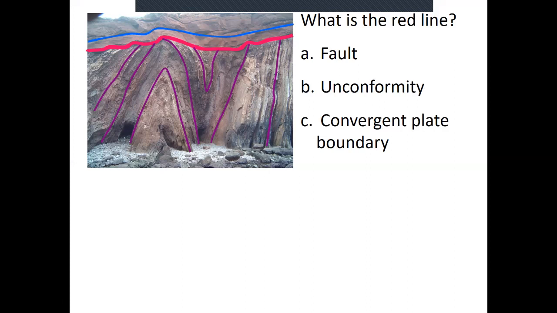Well, you can see how this bed gets cut off. This bed gets cut off. So it must have been removed by erosion. So this is an erosional surface, right? It is an unconformity. What type of unconformity? Well, because the older rocks are folded, that's an angular unconformity.